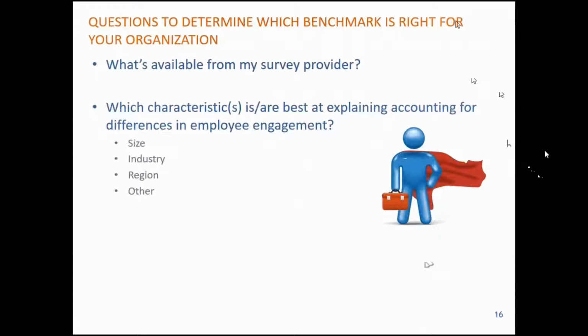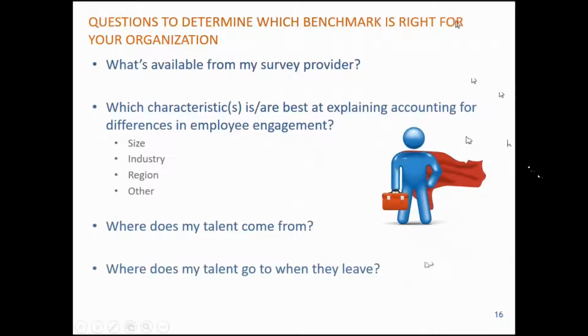And the next question really relates to what we just asked in the poll, which is which characteristic is really best at accounting for differences in employee engagement. And don't caveat that, don't say, within my industry, because it really doesn't matter within your industry, unless you're in healthcare or public sector, right? So is it the size? Is it the industry? Is it the region? Is it something else, right?